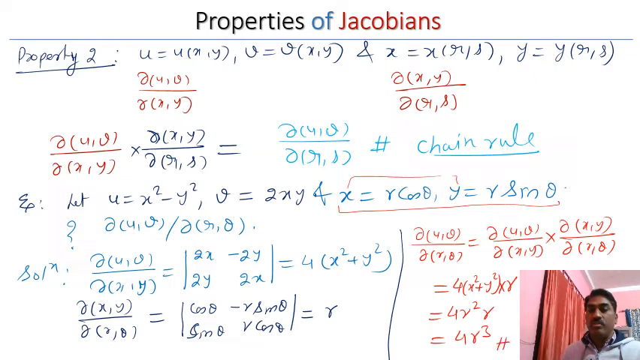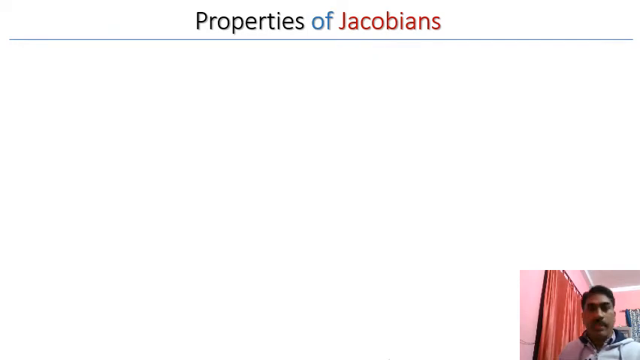So this is how we use the chain rule property to find a Jacobian. So we take one more example to show the chain rule.